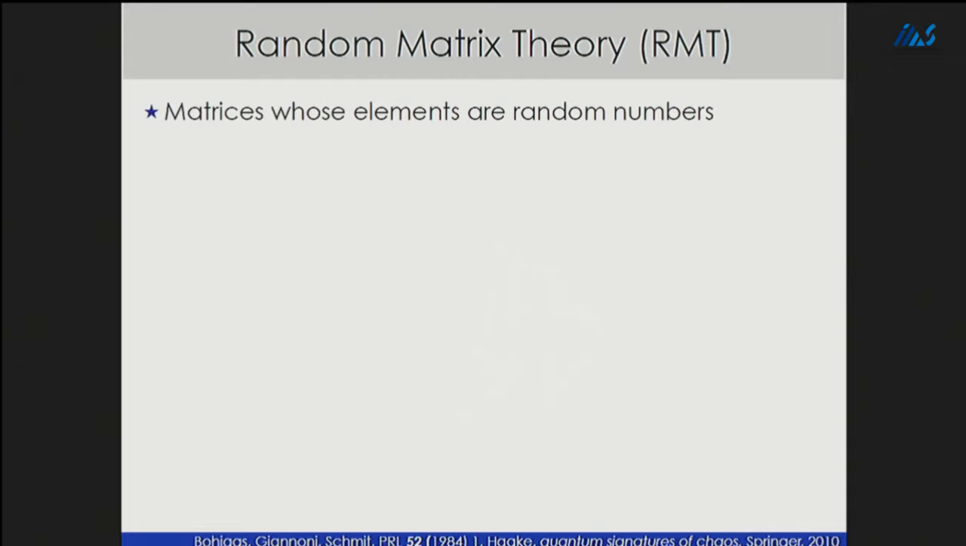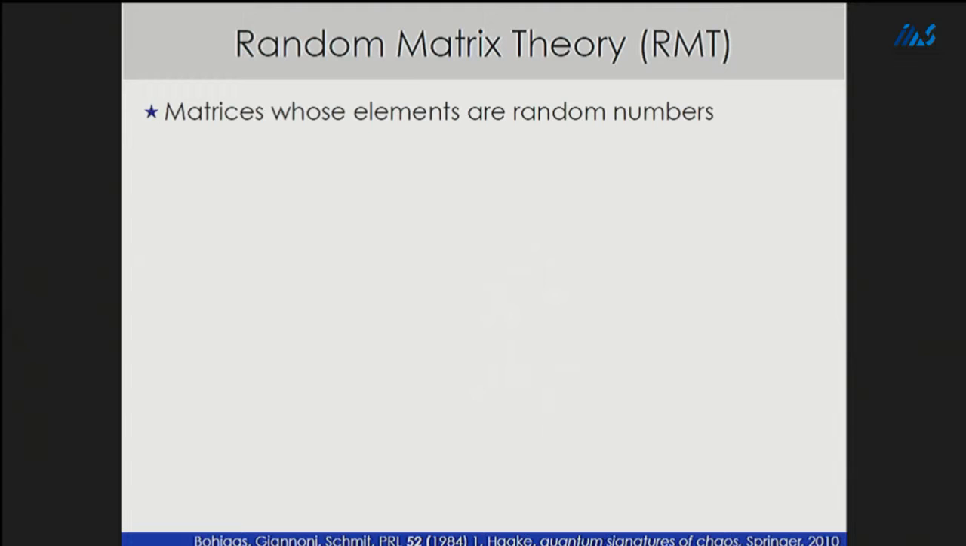So obviously, the name gives the hint. Random matrices are matrices which are random variables, or if you want to put it even easier, it's just matrices and all the elements are random numbers. Okay. So why should we be interested in that?